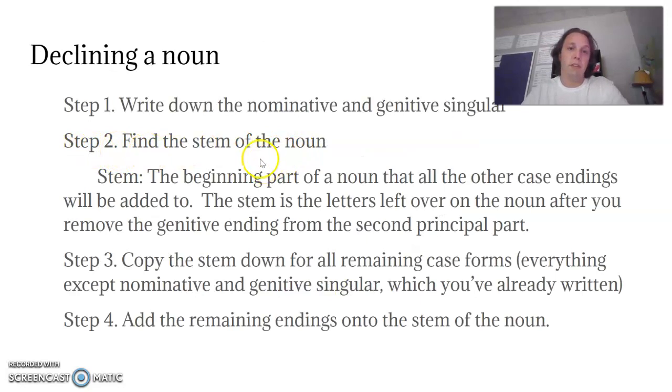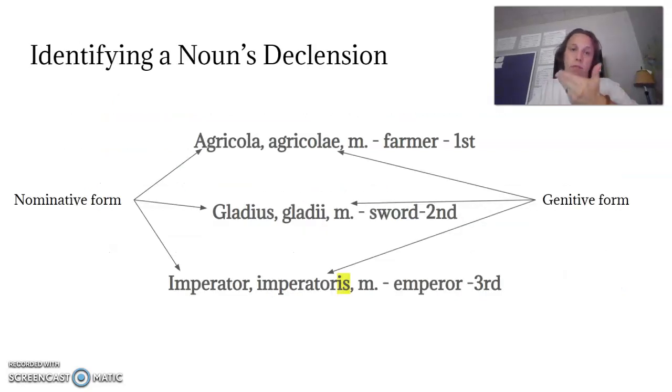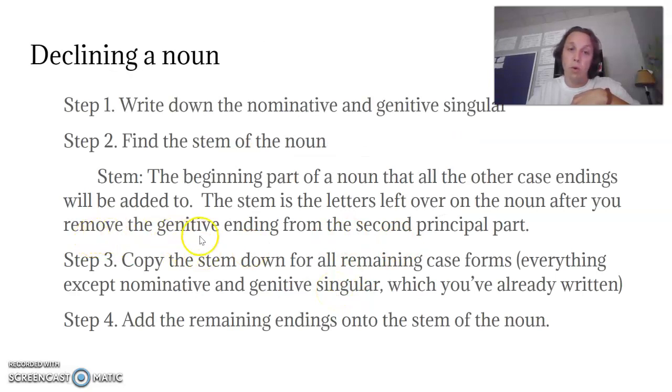Then step 2 is to find the stem of the noun. The stem is the beginning part of a noun onto which all the other case endings besides the genitive and nominative singular will be added. The way you form a stem is you look at the genitive form of the noun, the second principal part. So in this case, agricolae or gladii or imperatoris. And then you just remove that genitive ending, and what you're left with is the stem.